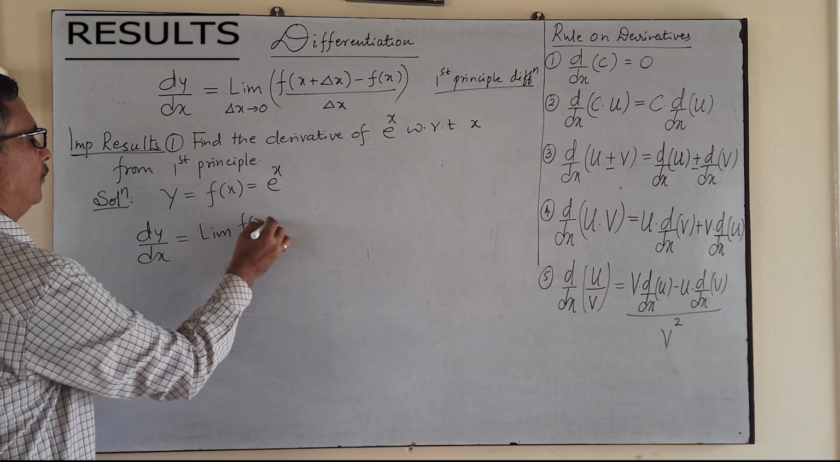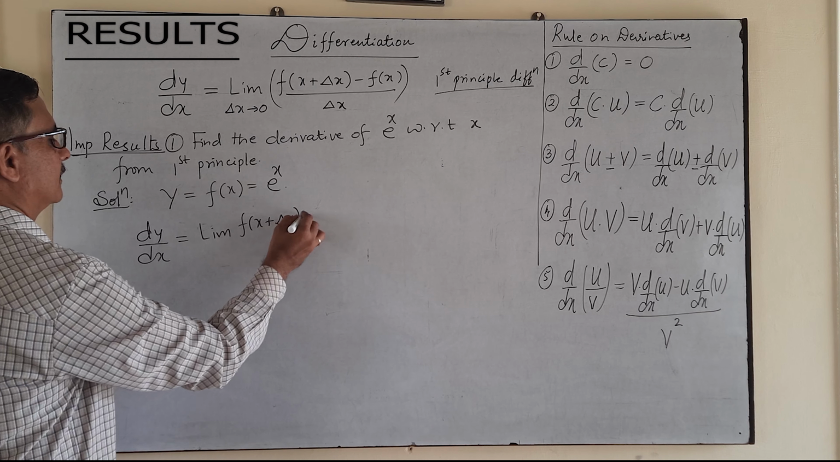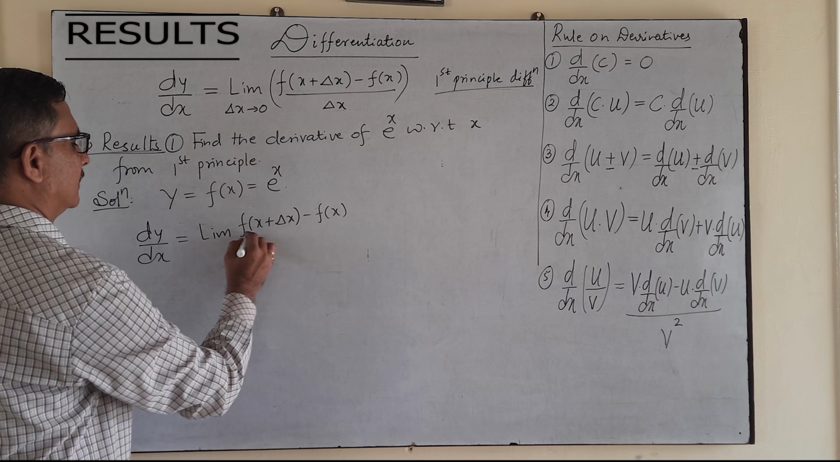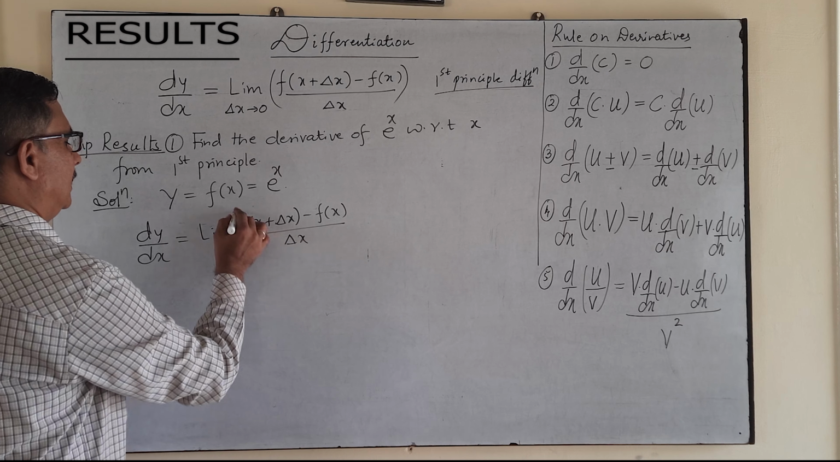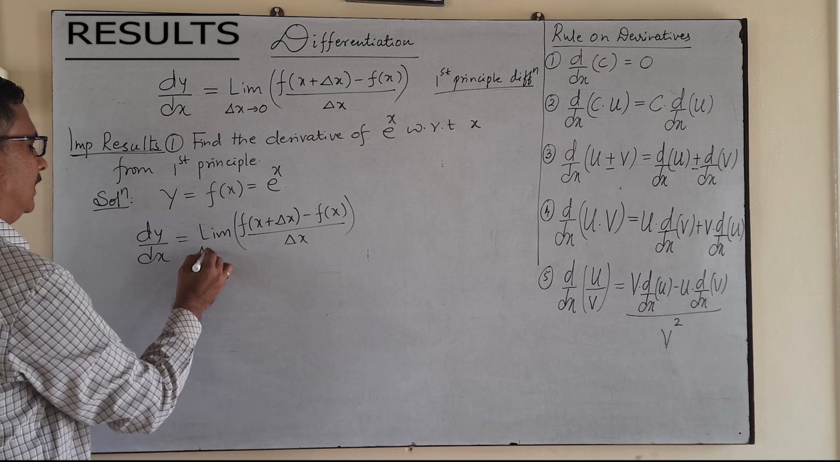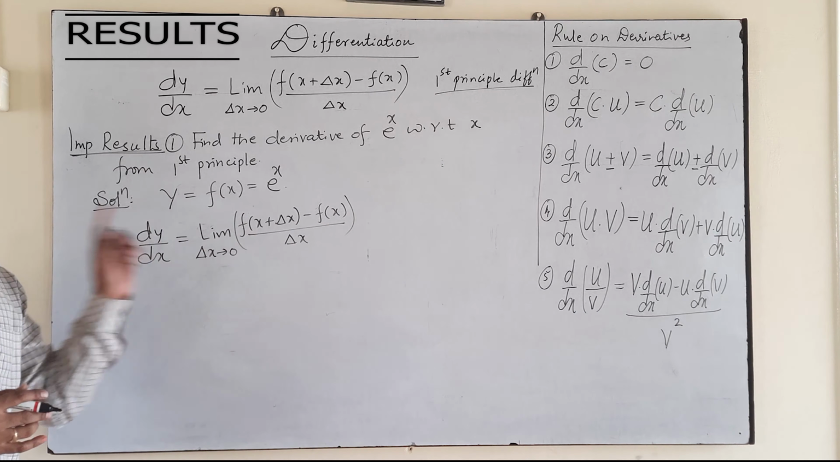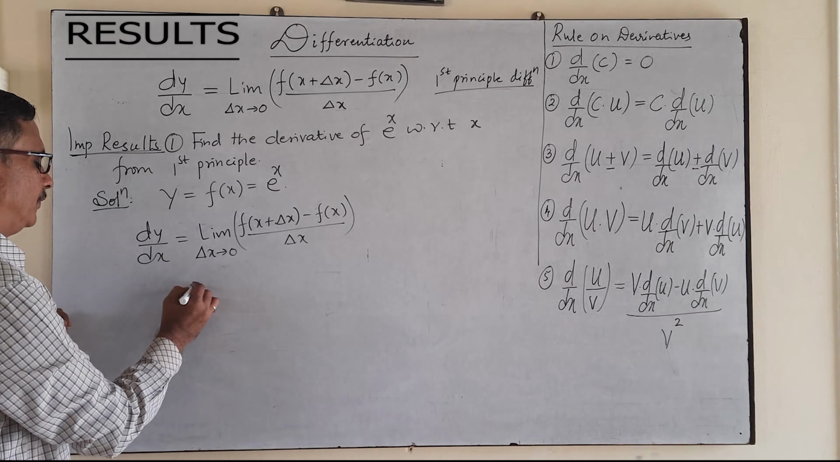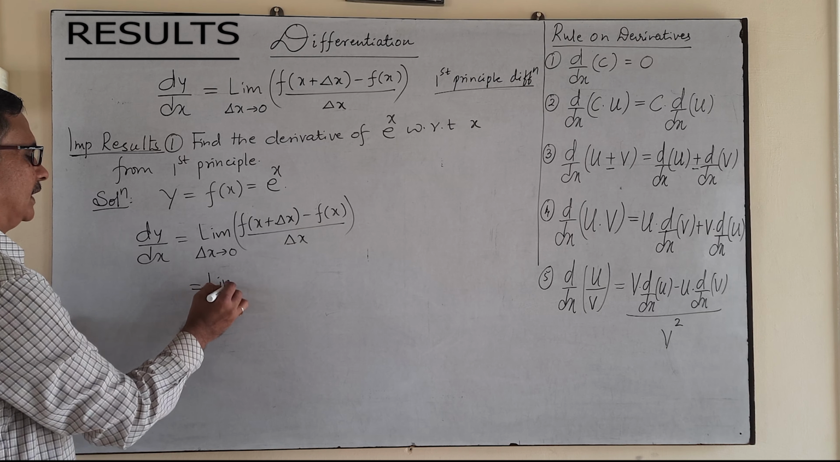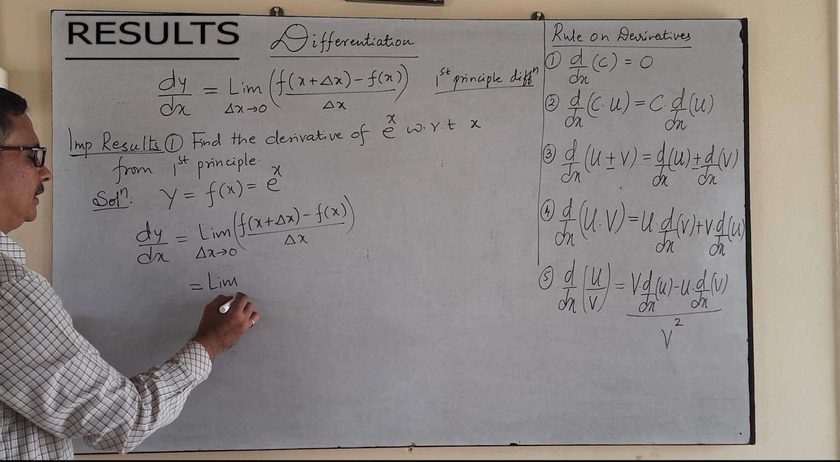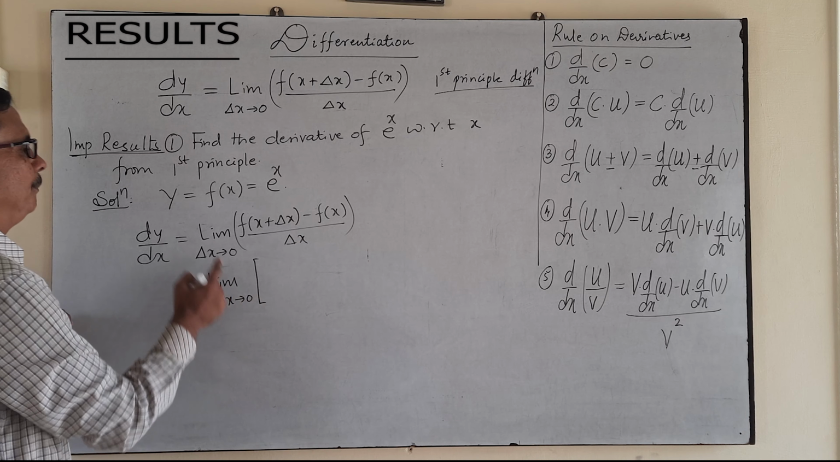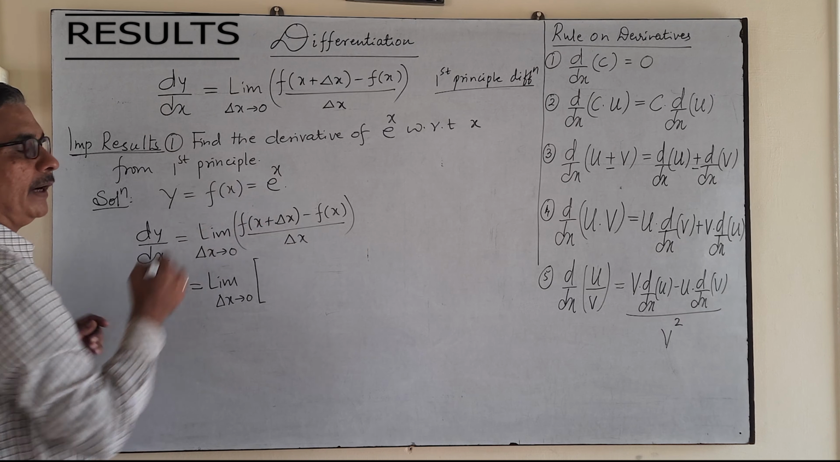Limit of f of x plus delta x minus f of x divided by delta x as delta x tends to 0. This is the first principle differentiation formula. Now simplify. To find dy by dx, let's substitute the value. Limit delta x tends to 0, f of x value is e power x.